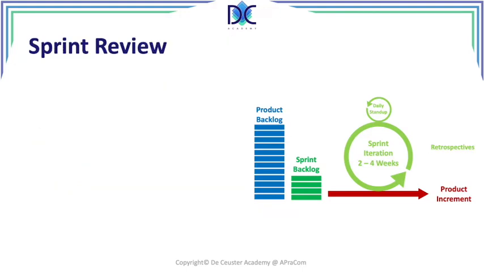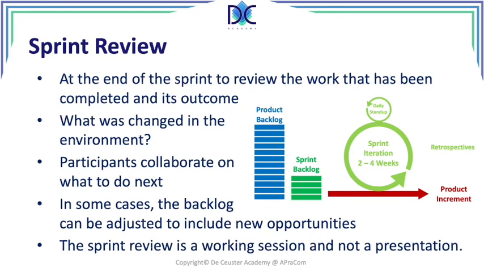The next thing is the sprint review. At the end of the sprint, we have to look at the work that has been completed and what is the outcome of it. What was changed in the environment? Now, the participants have to collaborate on what to do next. And what happens also when you do the sprint review, you may review the backlog and you can add new opportunities or remove things that you didn't like or that are not necessary anymore. So it's very flexible. And be sure that the sprint review is a working session.